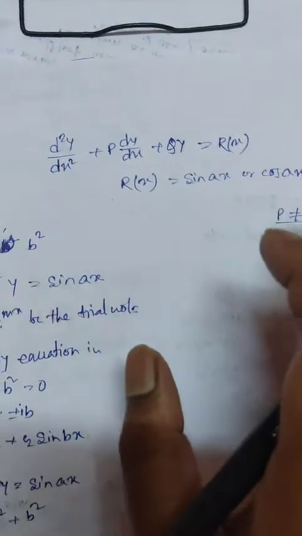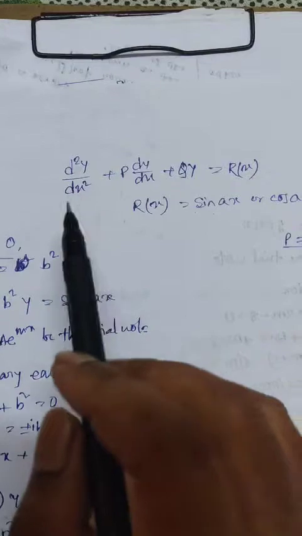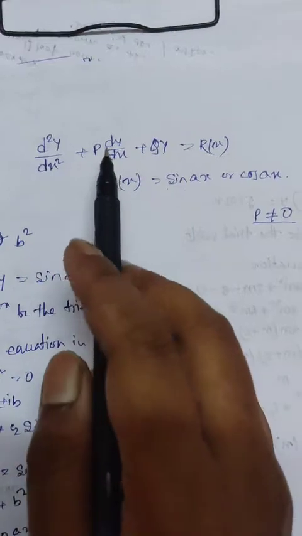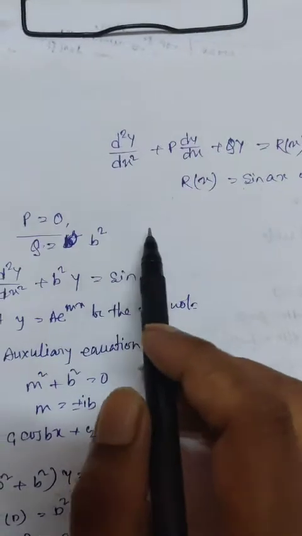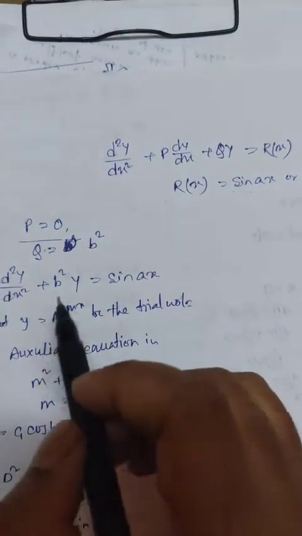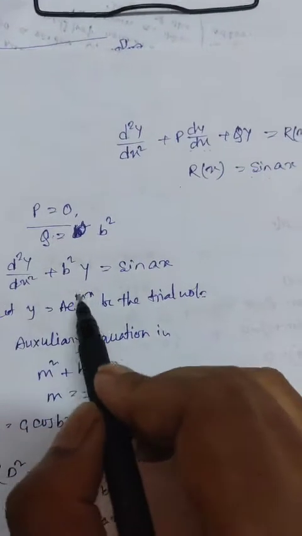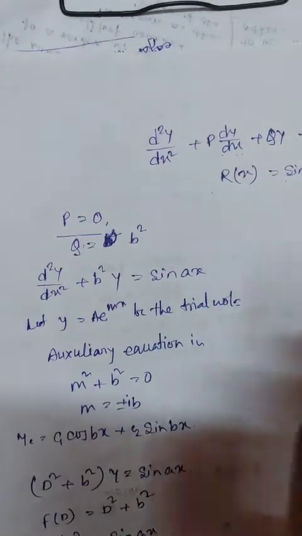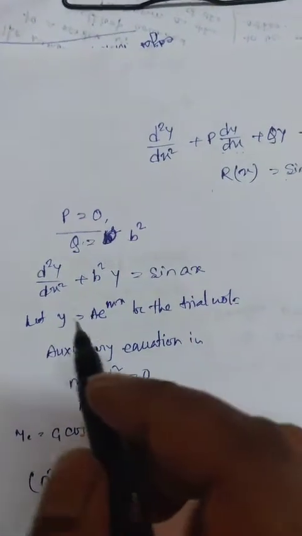And in this video we will take two cases: when p is equal to 0 and when p is not equal to 0. We already know that p and q are both constants. Now I will take the first case, that p is equal to 0 and q is equal to b square. Then we can rewrite this second order differential equation as d2y dx2 plus b squared y is equal to sin x. Now we have to find the particular integral of this problem, or the general solution. So let us try to solve.